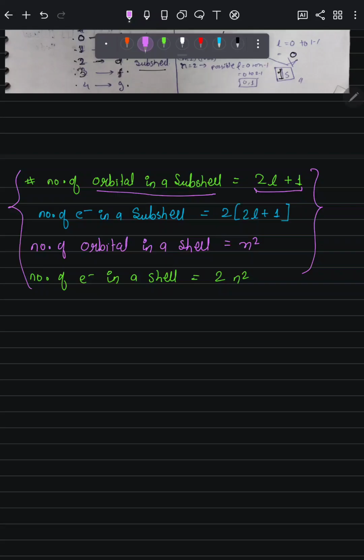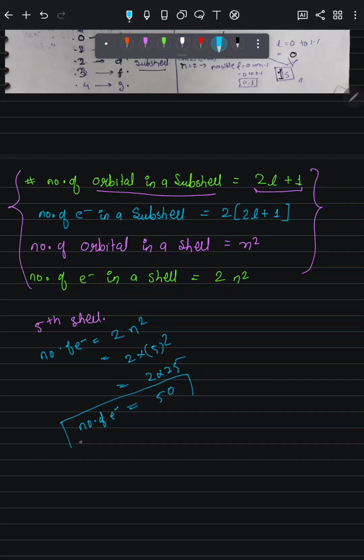So let's take an example of the fifth shell. We want to know how many electrons are present here. To know that, we first need to know the formula. Number of electrons in a shell is 2 into n square. If we are talking about the fifth shell, then 2 into 5 square, which is equal to 2 into 25, and it is 50. So 50 electrons are present in the fifth shell.